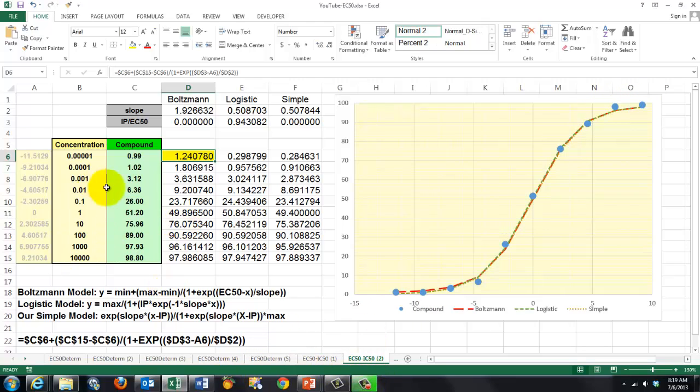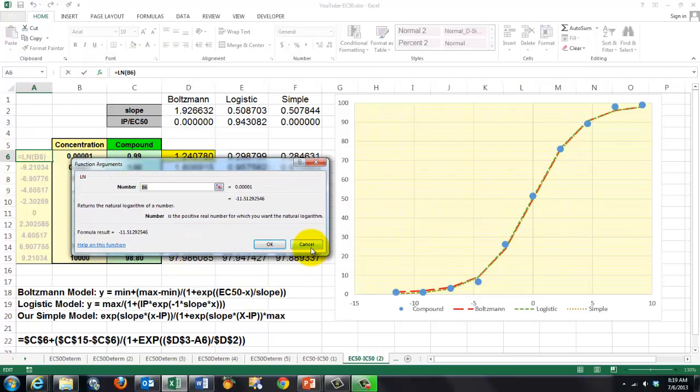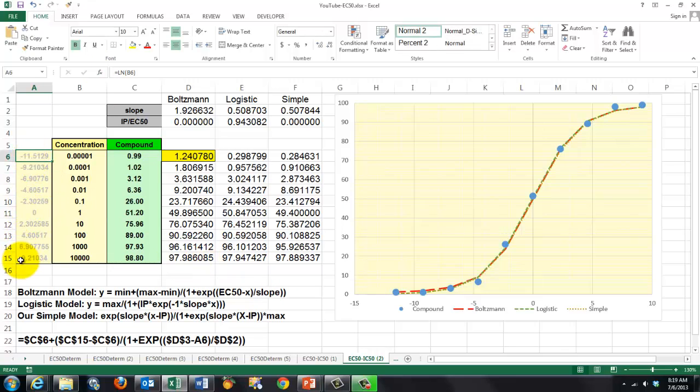How did I do that? First of all, because the concentrations are of the logarithmic type, I created a new column A that takes the natural logarithm of all these concentrations. You do that with the function LN, the natural logarithm function. You copy those formulas down and you plot those on the horizontal axis. So these are the linearized versions of the concentration.